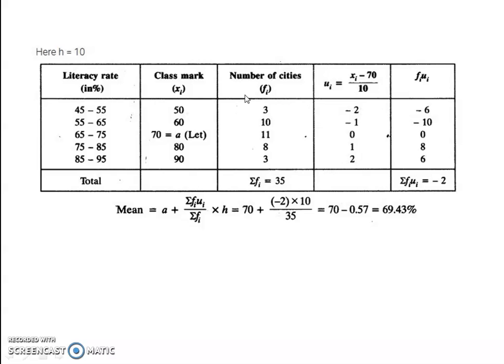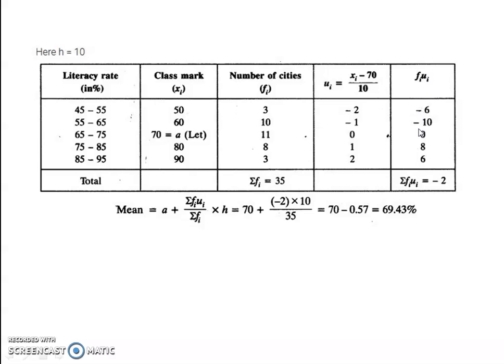Next step is to multiply fi and ui. 3 into minus 2, minus 6. 10 into minus 1, minus 10. 11 into 0, 0. 8 into 1, 8. 3 into 2, 6. Now add these fiui. I am not telling you to simply add, apply the addition rule, because you have negative and positive numbers here.